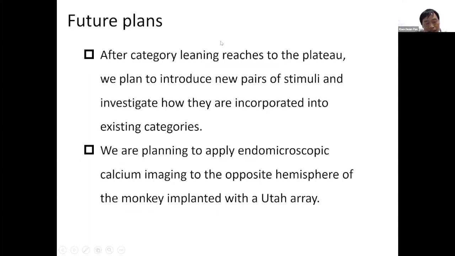So there are further experiments. After category learning reaches the plateau, we plan to introduce a new pair of stimuli and investigate how they are incorporated into the existing category. We also plan to apply calcium imaging to the opposite hemisphere of the monkey implanted with a Utah array. So they use two methods to record this kind of multi-unit activity to investigate how the category is formed with the older, well-learned pairs and the newly introduced one.